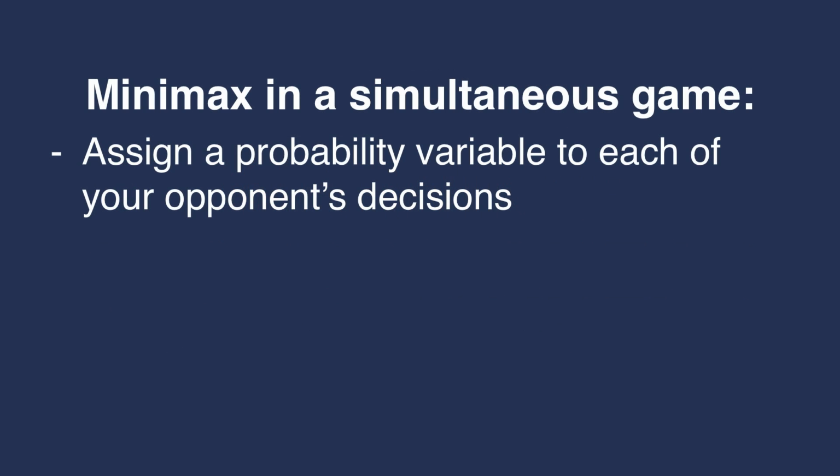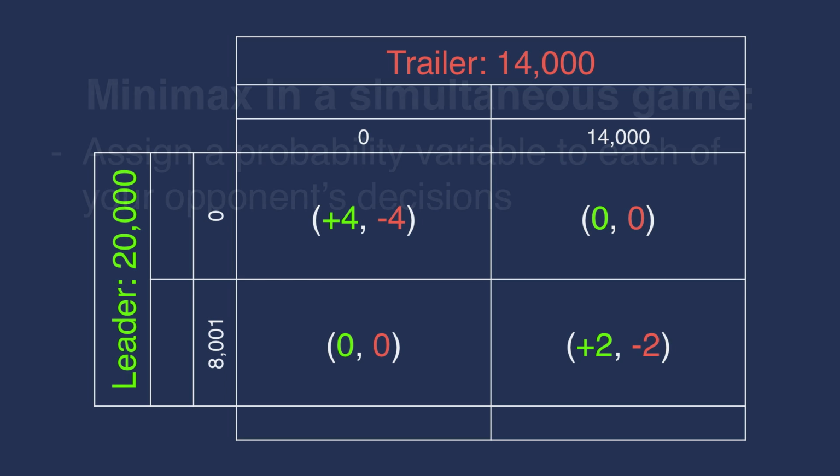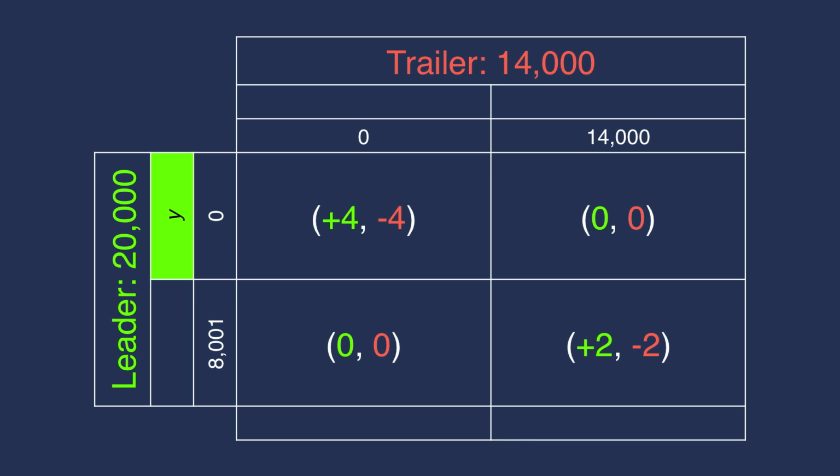First, we'll assign a variable to each of our opponent's decisions. We return to the payoff matrix. On the left, we'll come up with some variables. Let's call the probability that the leader wagers small y. Since the leader must pick one or the other, the probability of these two must sum to 1. Therefore, we represent the probability that he wagers large as 1 minus y. We do the same with x for the trailer.